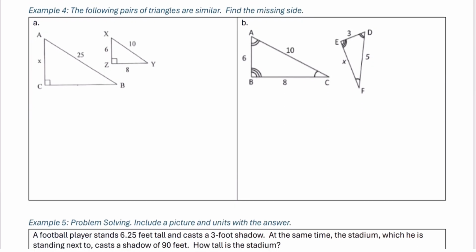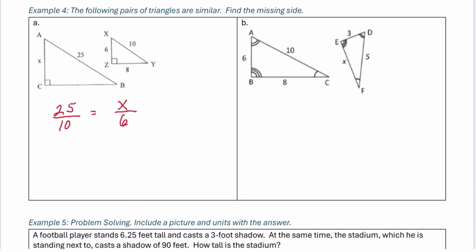In example 4, we are told that the triangles are similar. We're looking for the missing side. Looks like in this case we're looking for x. We can use the fact that the triangles are similar to set up a proportion. 25, the longest side of the first triangle, divided by the longest side of the second triangle, 10, is equal to the unknown x divided by 6.